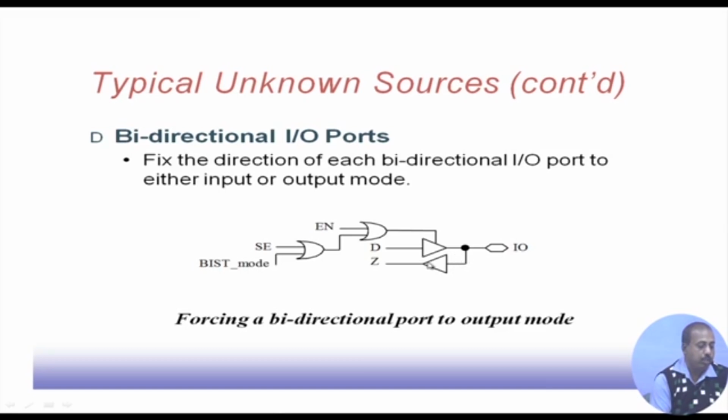Now, what we may want is to configure this bidirectional pin in output mode during BIST operation. During BIST operation, this BIST mode signal is 1. As a result, this is 1, this is 1, and whatever be the value of this enable line or this scan enable line, this line will get a 1. As a result, this port will be configured as an output port. So, in this case we have fixed the direction of this IO port to output mode.